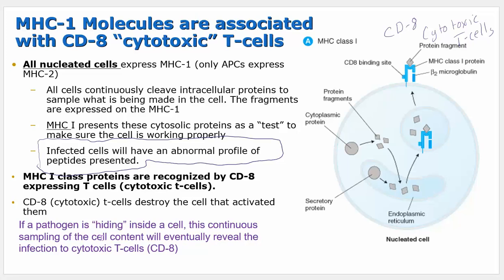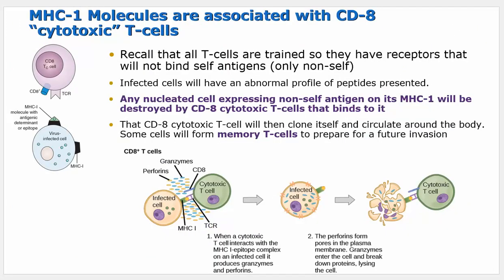The other fancy stuff that it does is if it does recognize something, it will again clone itself, and it will be going through. These cytotoxic T cells do circulate, they do move around the body into the tissues, and they're going to be checking to see if they can find more of these cells that are expressing non-self or pathogenic proteins.